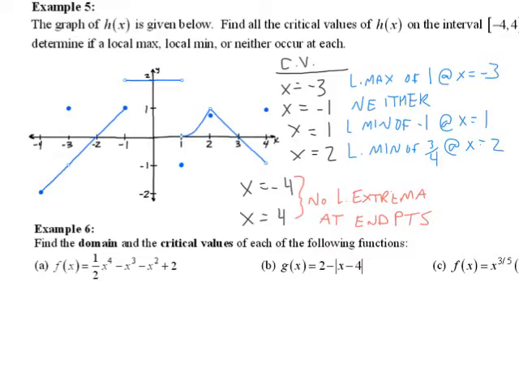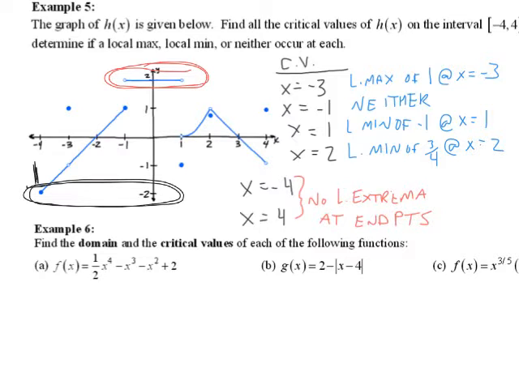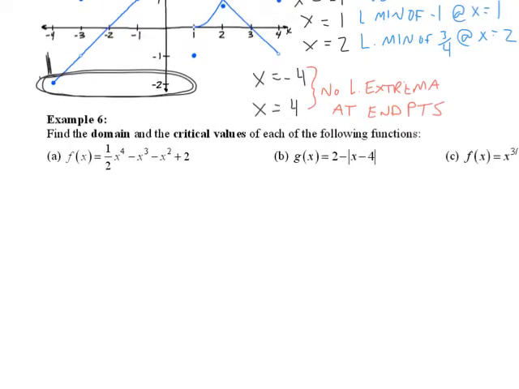There's all our local mins and local maxes. If we went about finding our global extrema, we have a global min of -2, and that occurs at x equals -4, and we have a global max of 2, and that occurs at all x from -1 to 1.